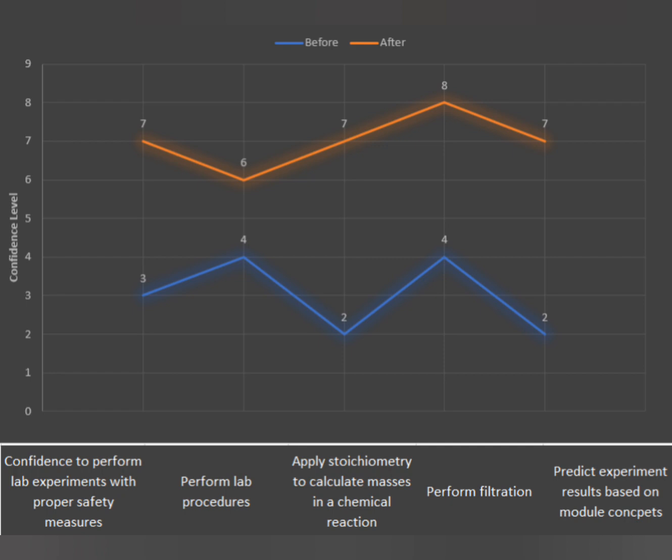And then finally, predicting experiment results based on module concepts. So I started off really shaky there because, as I said, it had been a while since I worked with any of these concepts. So looking at what we're looking at for the week and then being able to predict what may or may not be the outcome of an experiment, I started out really unconfident about that, but now I feel a lot more sure of myself, and I've ended up at a 7.